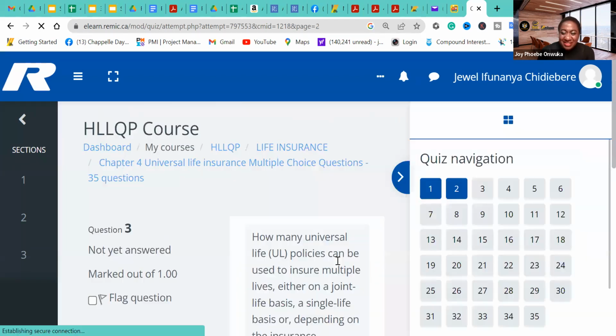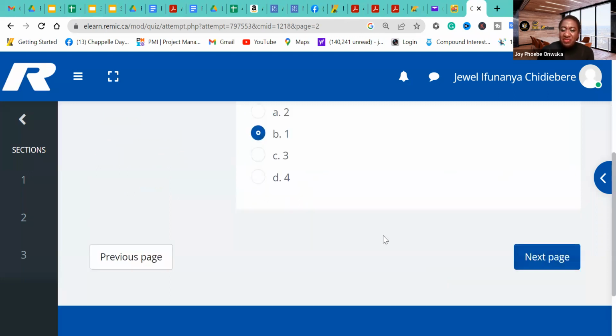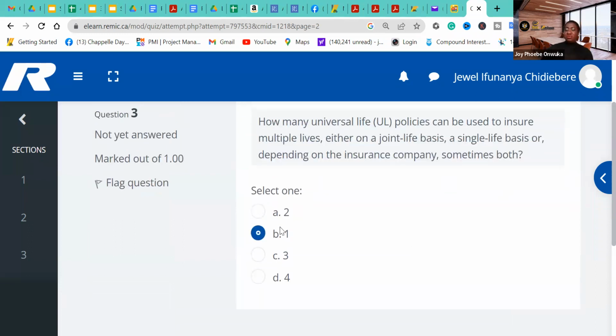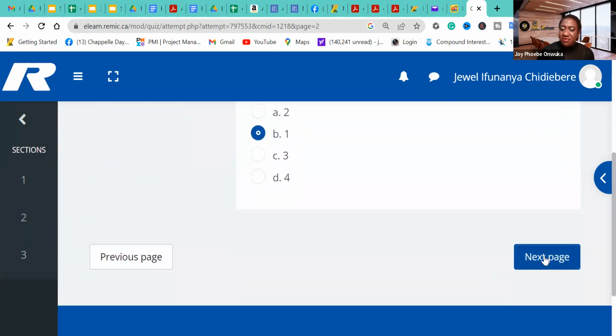Okay, next. How many universal life policies can be used to insure multiple lives, either on a joint life basis, a single life basis, or depending on the insurance company, sometimes both? It's one. You don't need multiple universal life policies. So you can use one universal life policy to insure single life, joint life, multiple life.